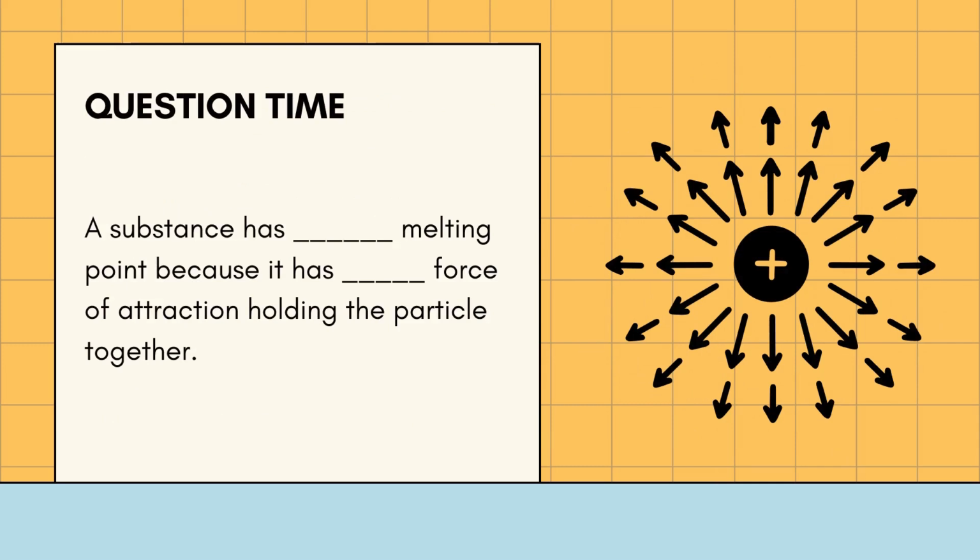A question time for you. A substance has dash melting point because it has dash force of attraction holding the particles together. Now there are two possible answers for it. So one could be right for you if you have already thought of it. Pause the video, make sure that you record your answer, and then check whether you were right or wrong.